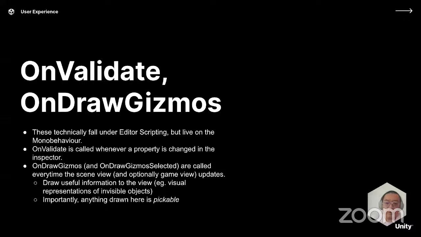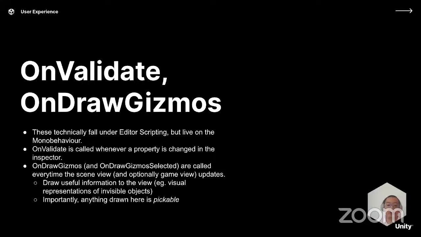So the first thing I'm going to talk about is OnValidate and OnDrawGizmos. These technically fall under editor scripting, as they run only in the editor. They don't run in a runtime build. But technically they live on the MonoBehaviour. They're implemented as MonoBehaviour methods. They just only run in the editor.